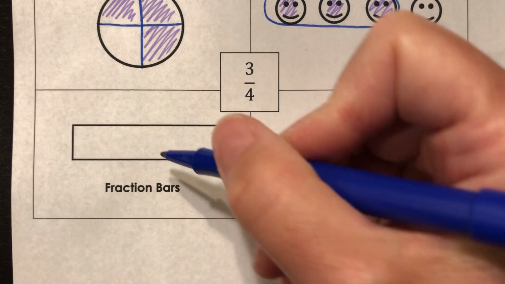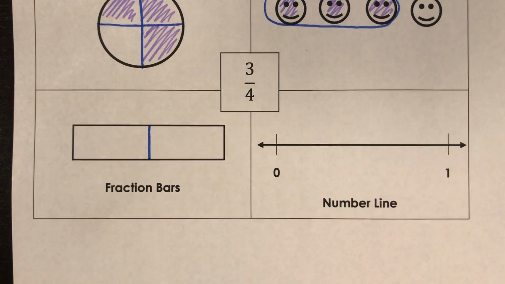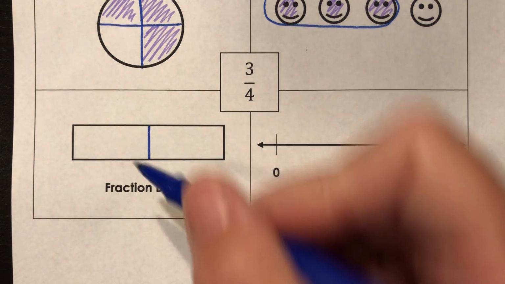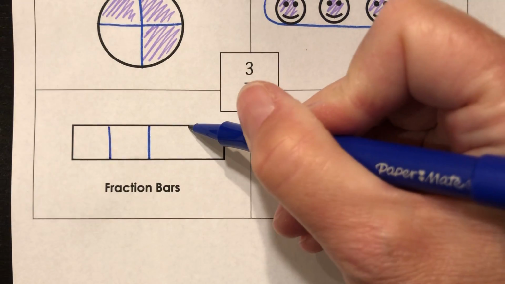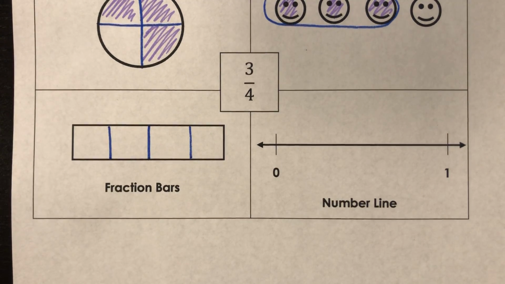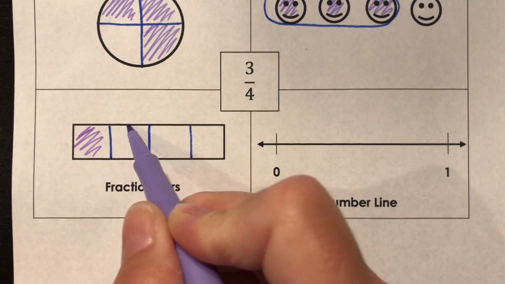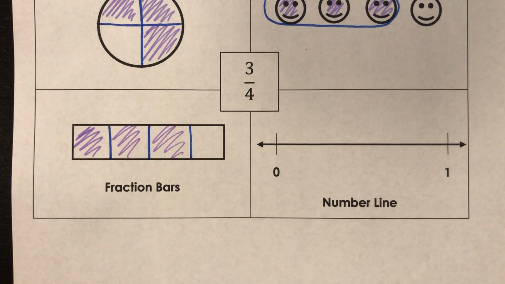And usually if I see it's even, I start by drawing a line in the middle. And if I know I want 4 pieces, I'm going to put 2 on this side and 2 on this side. And to show 3/4, I would just shade 3 of those pieces. So that's 3/4 on a fraction bar.